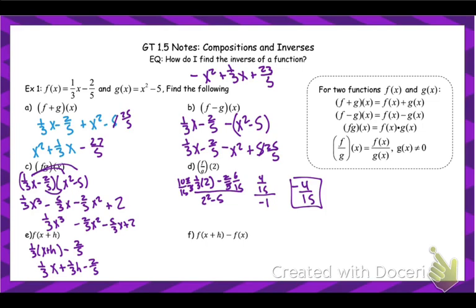All right, then look at the next one. Same idea, f of x plus h minus f of x. So I've got 1/3 x plus 1/3 h minus 2/5, because that's what I just did. Then I am subtracting the entire f of x function. I'm putting it in parentheses. So that gives me 1/3 x plus 1/3 h minus 2/5 minus (1/3 x minus 2/5). And let's see what happens here then. 1/3 x minus 1/3 x, and negative 2/5 plus 2/5. All I'm left with is 1/3 h.